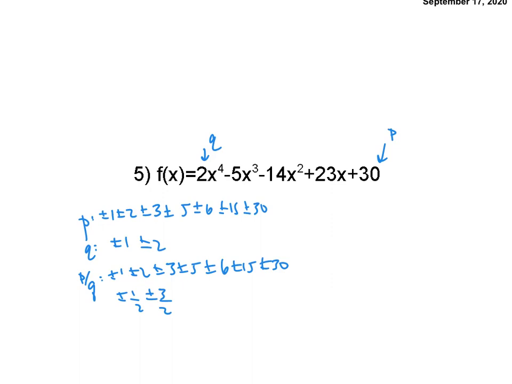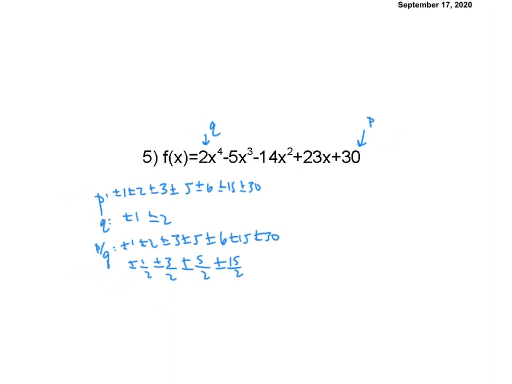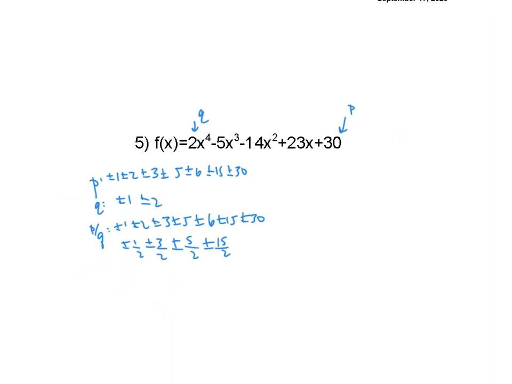3 halves. 4 halves is already on my list. 5 halves. 6 halves is already on my list. 15 halves and 30 halves is already on my list. So here's the list that I'm picking from. We hope we're having a lucky day.